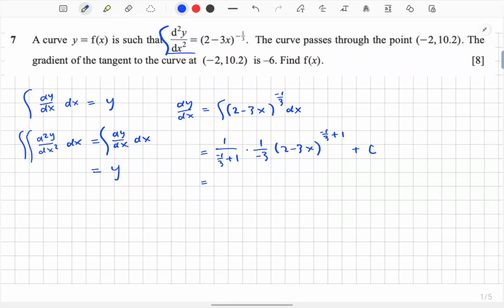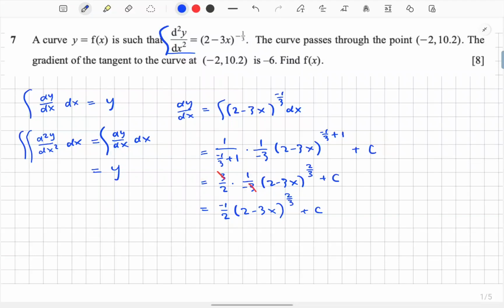So we'll go ahead and simplify this expression. This will be 3/2 times -1/3. The 3 and 3 cancel out. So we're left with -1/2 (2 minus 3x) to the power of 2/3 plus c. Next step is that we'll calculate c.